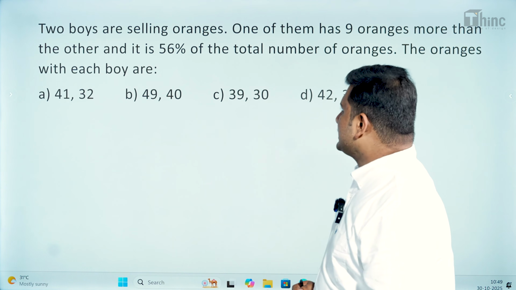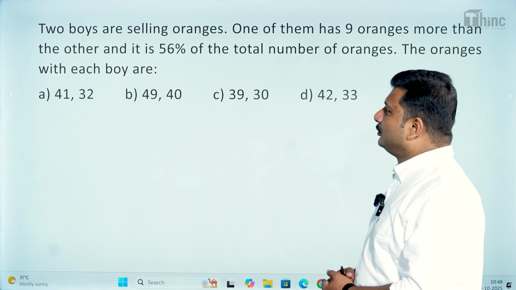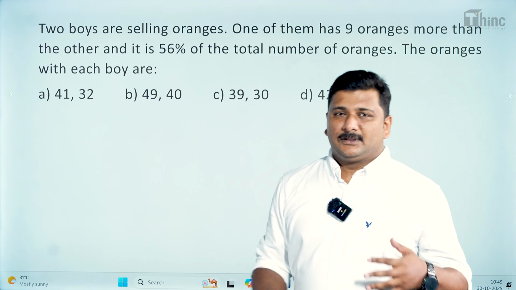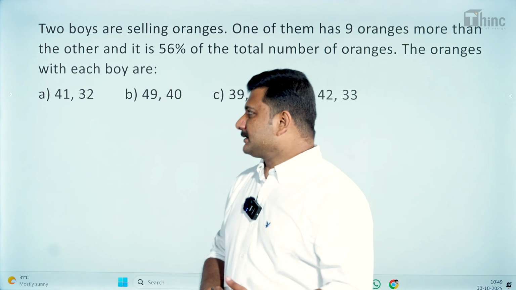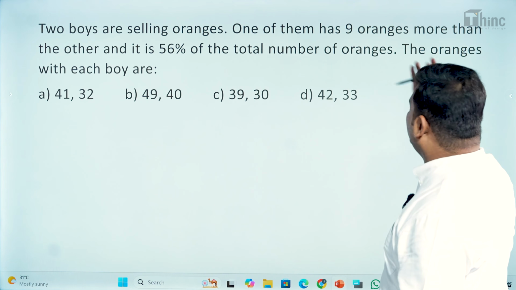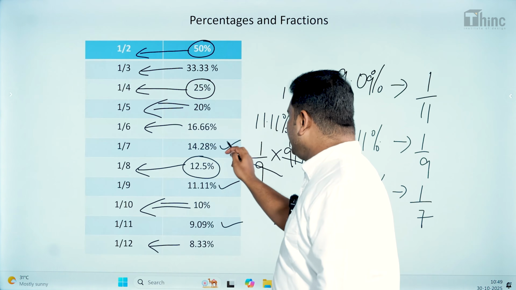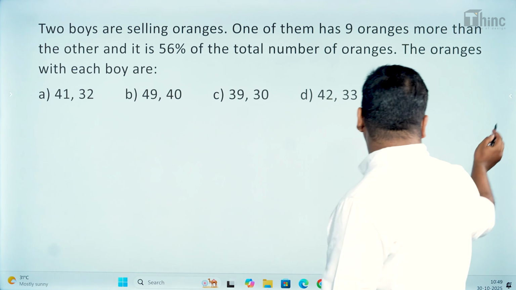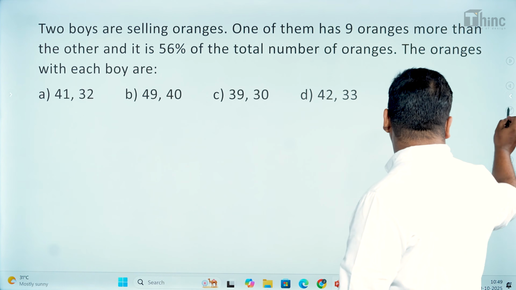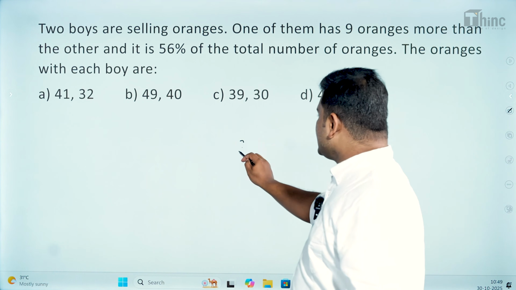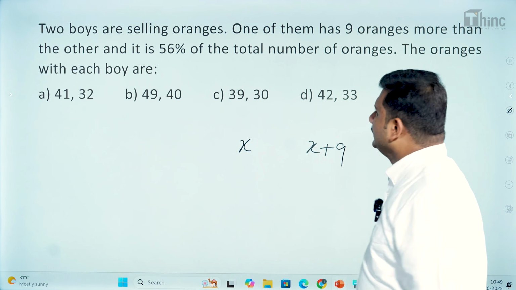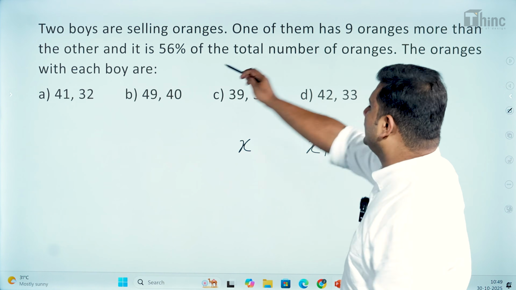Okay, so let's get started. Let's keep moving. There is a conventional way of doing this. That is, we do it algebraically. So, let's see how we can actually do it. Two boys are selling oranges. One boy has 9 more oranges than the other boy. So, that means if one boy has X oranges, the other boy has 9 more, right? X plus 9 oranges.